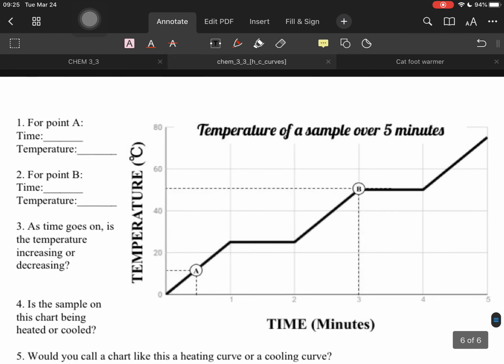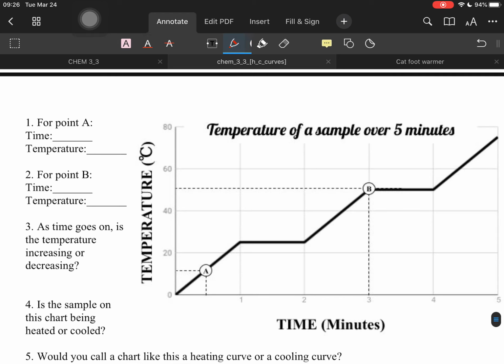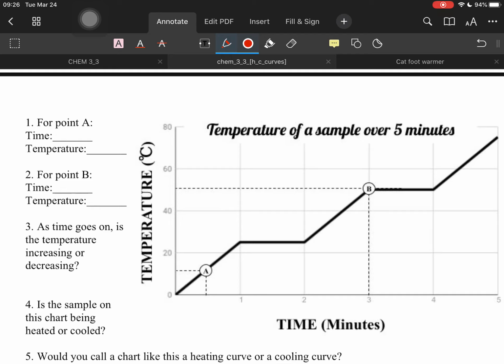So now these ones. We're getting back to those heating and cooling curves. For point A, the time, right? I have the time down here, and I have the temperature over there. Time for point A we're looking at here, right? And I'm going to go down. It looks like these are 1 minute intervals, so this would be like 30 seconds. Okay, and then we're looking at the temperature now. Go over here. It looks like these are by 20s, so this would be about 10 degrees Celsius.